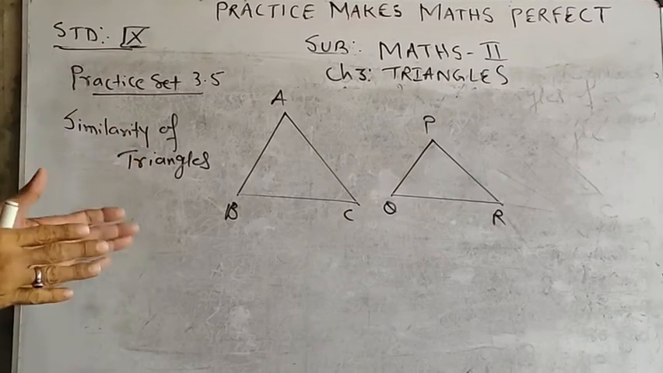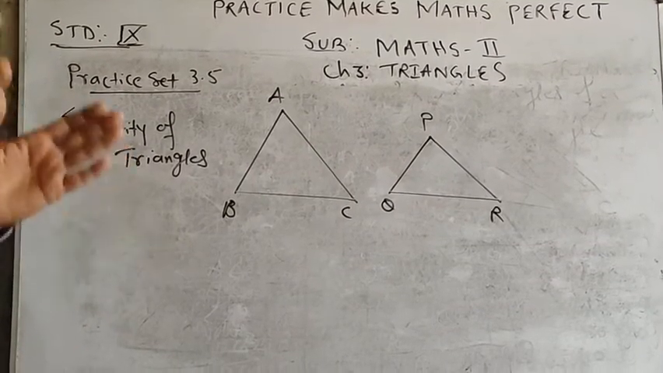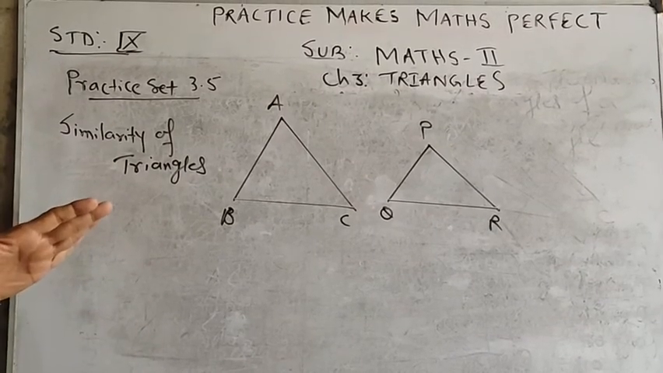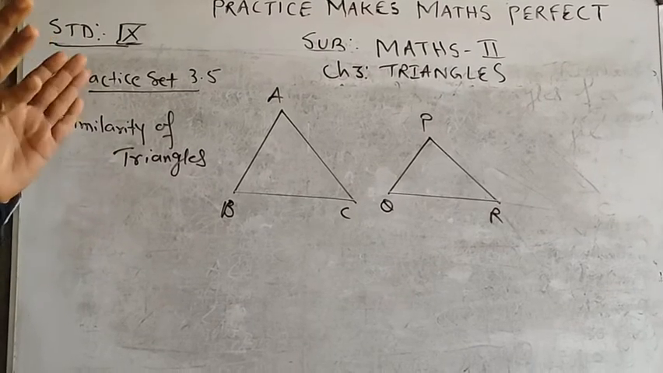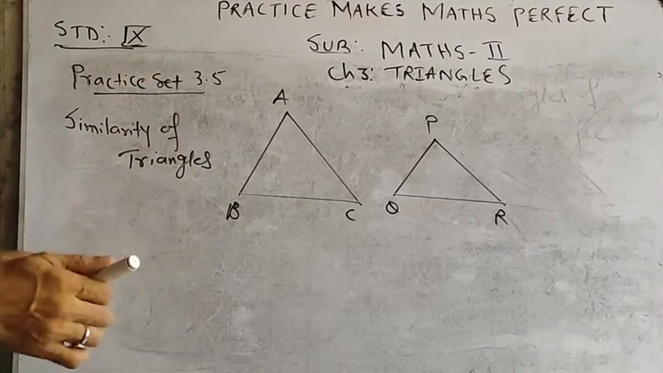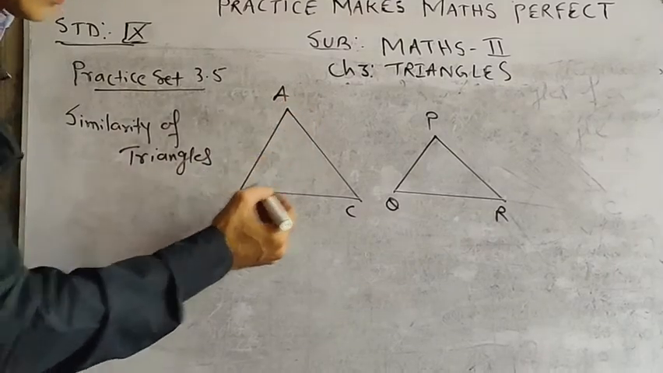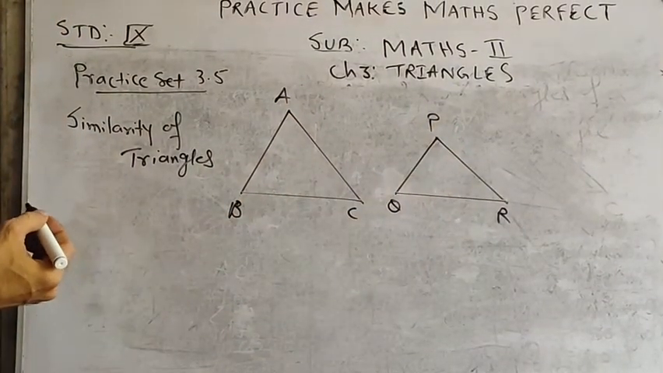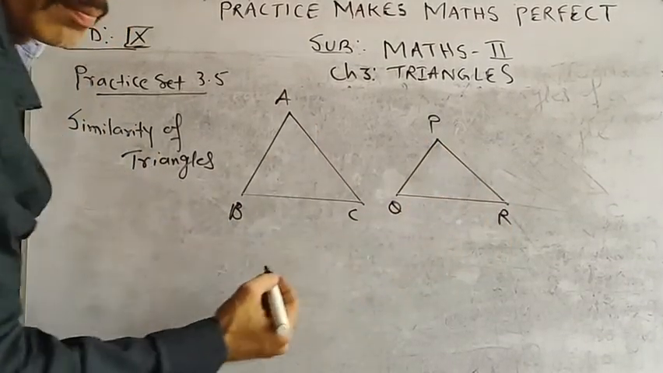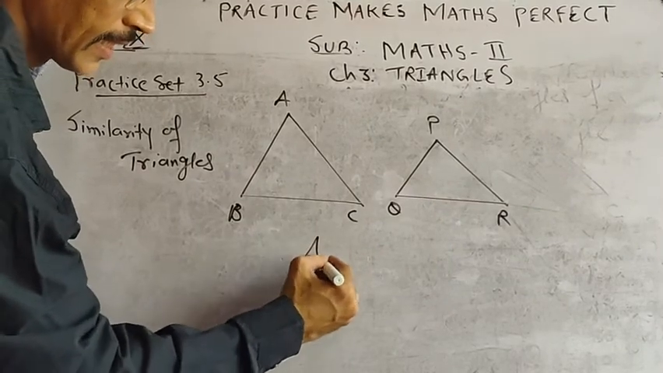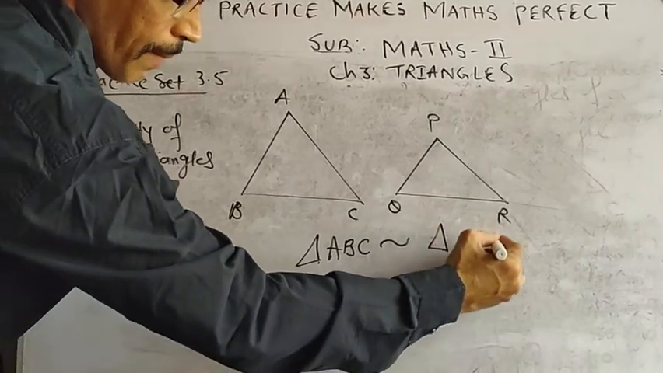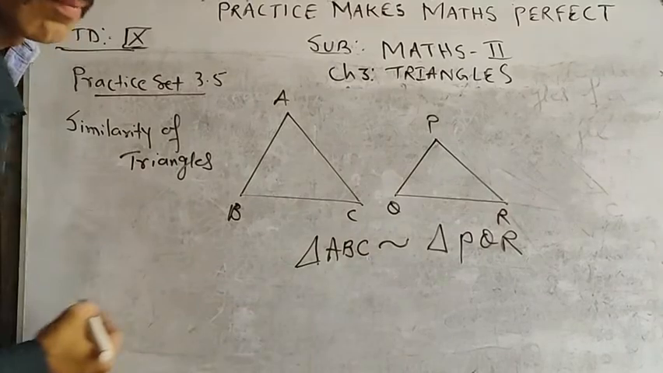Now congruency is different. As you know, you have studied about congruency of triangles in this chapter only, and I will explain it in detail. Congruency is different and similarity is different. In similarity you are taking the sides in proportion, in ratio. Now for example, triangle ABC is similar to triangle PQR. Your similar sign is like this. Triangle ABC is similar to triangle PQR. This is the sign of similar.